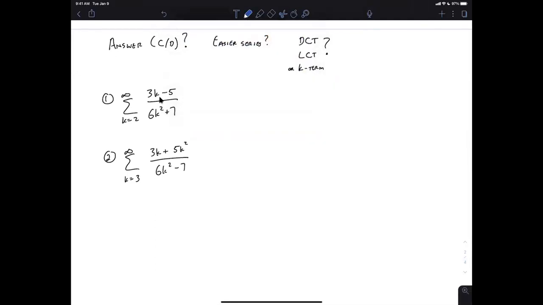okay, the first one, you're going to compare that to 3k over 6k squared, which simplifies to 1 over k after you take the coefficient out. So 1 over k diverges, which means this series diverges. The easier series is 1 half times 1 over k. You cannot use the direct comparison. You must use the limit comparison. This diverges. We'd want this to be bigger, and it's not. Does that make sense what I want us to do here?